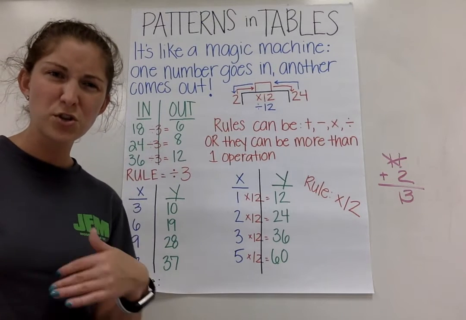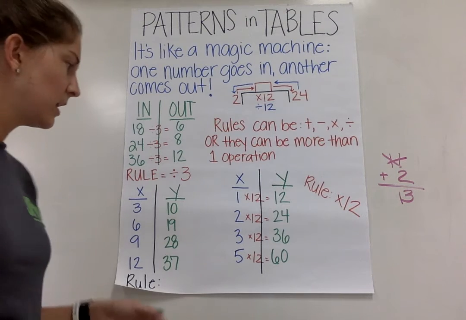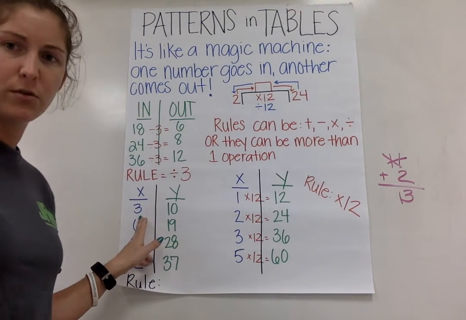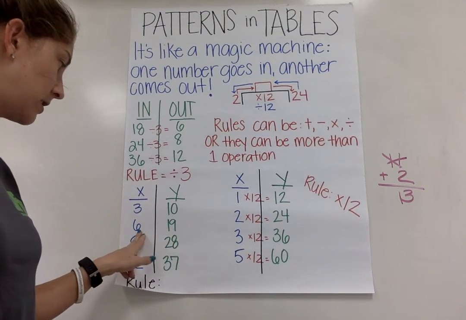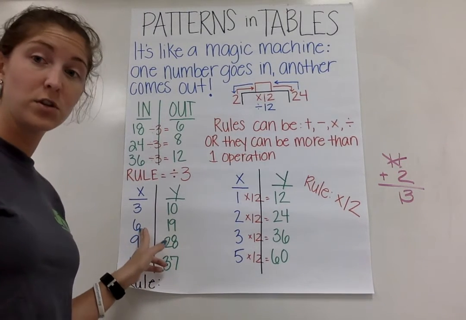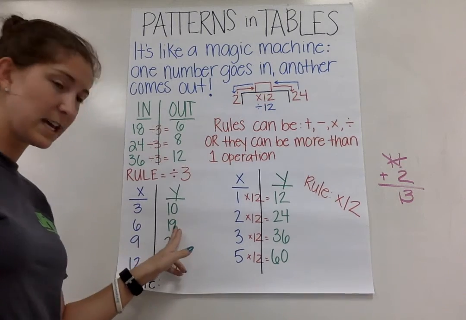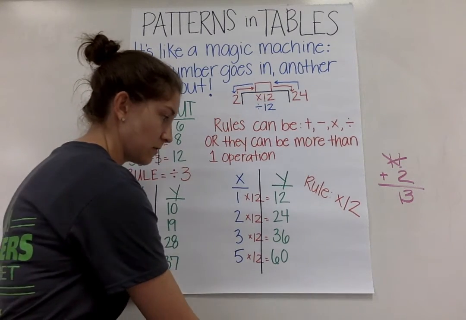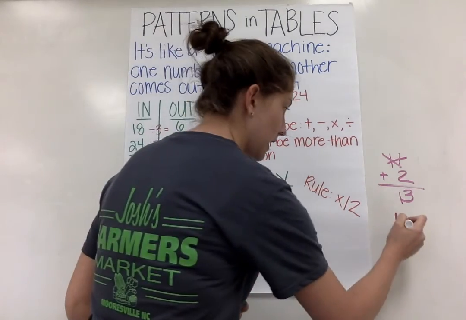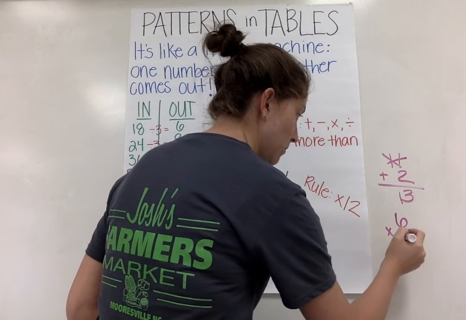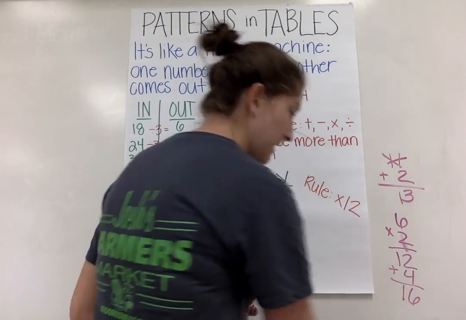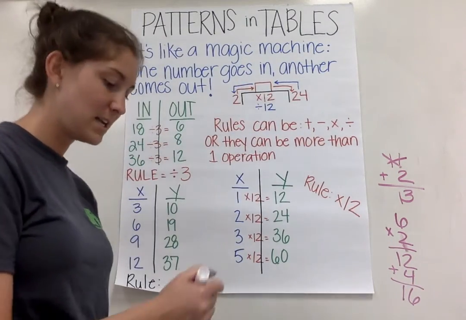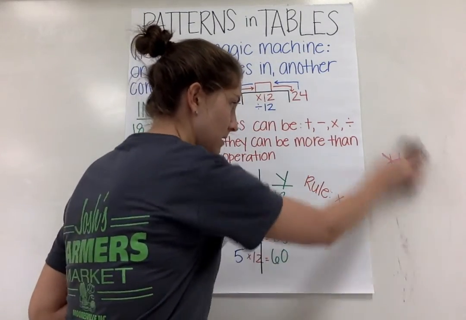So, let's try something with multiplication. If I do 3 times 2, that gives me 6, plus 4, that gives me 10. So let's try that down here. 6 times 2 is 12, plus 4, does that give me 19? Let's work it out over here. I know that 6 times 2 is 12, plus 4, that gives me 16, that doesn't give me 19, so I know that can't be it.